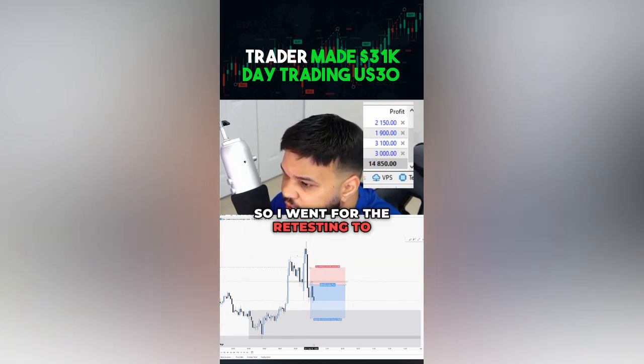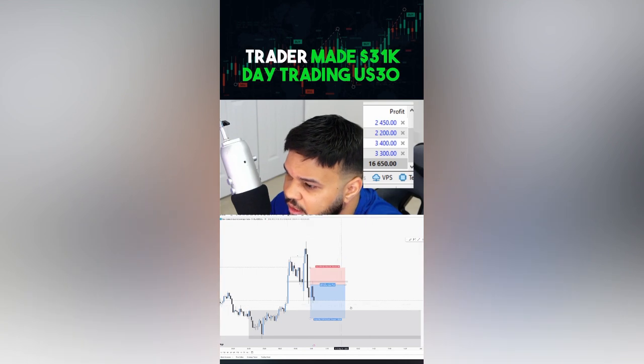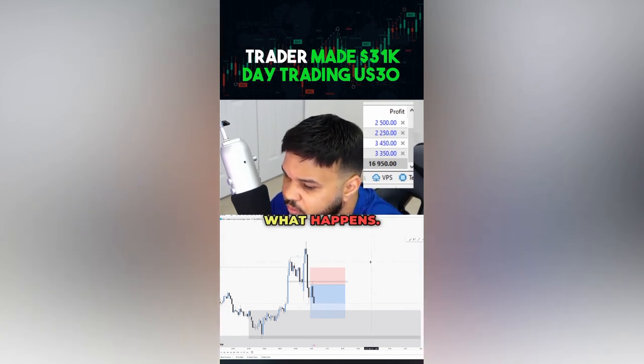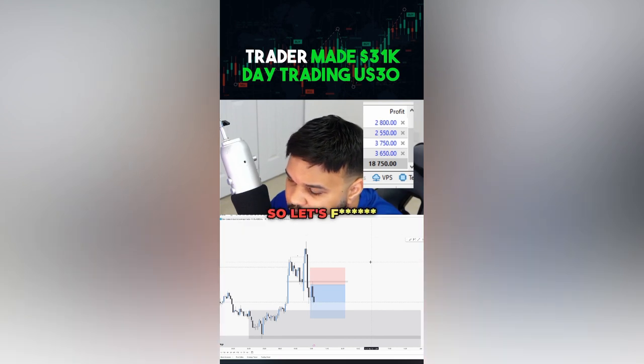So I wait for the retest into this level, take the entry, and now I'm almost hitting TP2. And let's see what happens. But this was a trade of the Friday, so let's go.